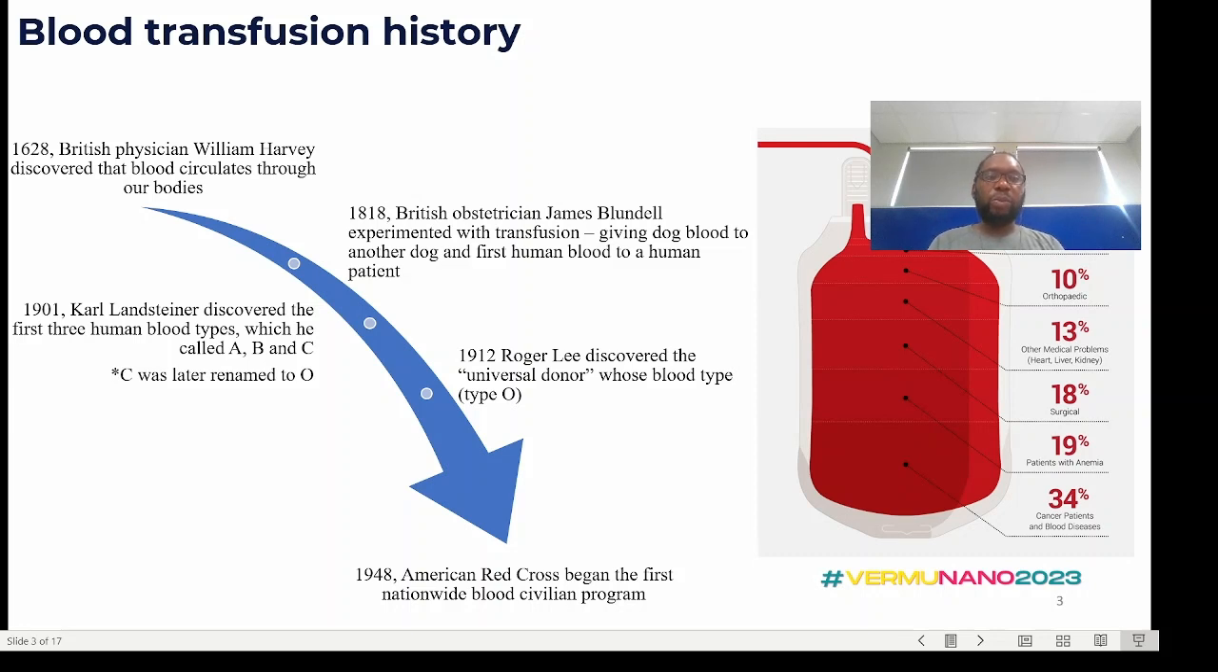So after the blood is donated, we can see in this figure that 34% of the people who receive the donated blood are cancer patients. This is followed by people who are suffering from anemia, those undergoing surgery at 18%, and those going for kidney dialysis at about 13%. And then you've got 10% for orthopedic, 4% athletic, and then 2% for trauma and road accidents.